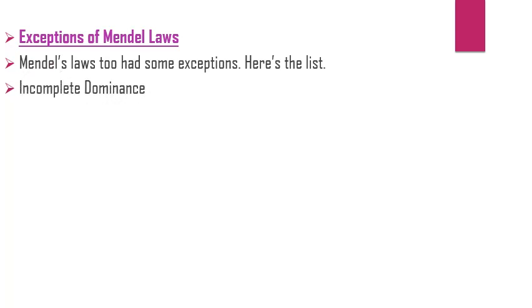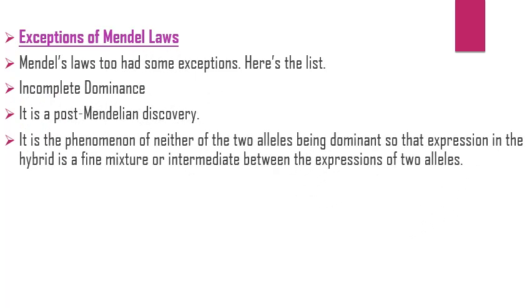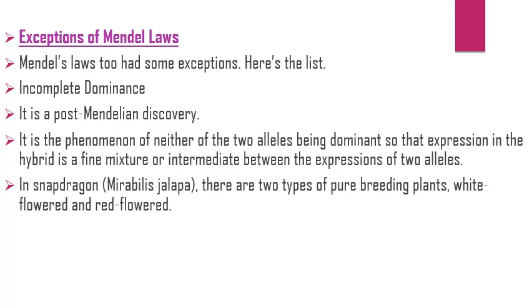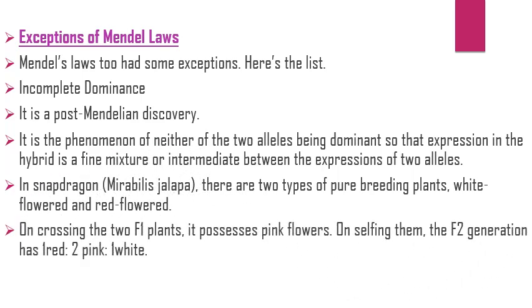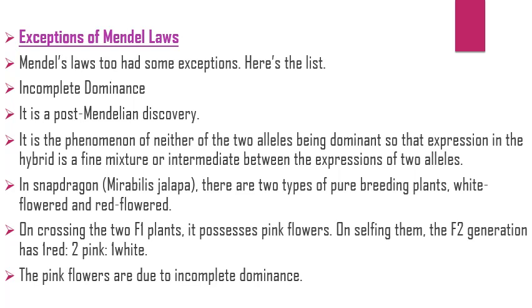Here is the list. Incomplete dominance. It is a post-Mendelian discovery. It is the phenomenon of neither of the two alleles being dominant, so that expression in the hybrid is a fine mixture or intermediate between the expression of two alleles. In Mirabilis jalapa, there are two types of pure breeding plants, white flowered and red flowered. On crossing the two, the F1 plants possess pink flowers. On selfing them, the F2 generation has one red, two pink, and one white flower. The pink flowers are due to incomplete dominance.